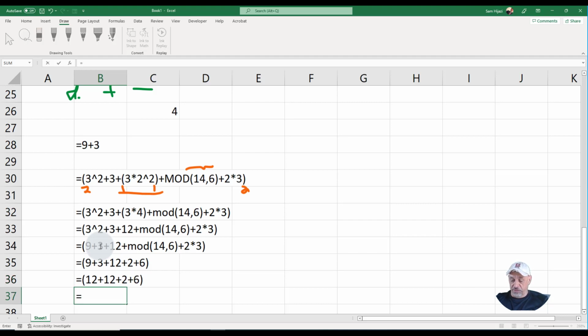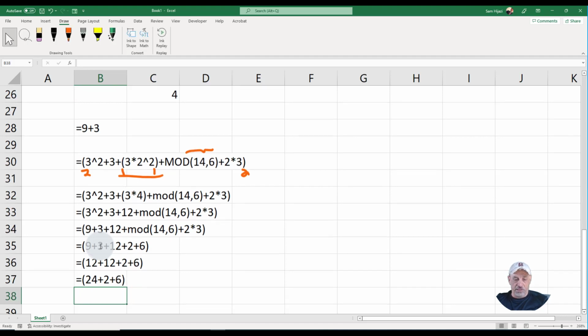And next it's going to give me a 24. Sorry, here we go. 24, and then plus 2. I wanted to see the whole process. Plus 6. Let's say here, 24 plus 2 is 26. 26 plus 6.